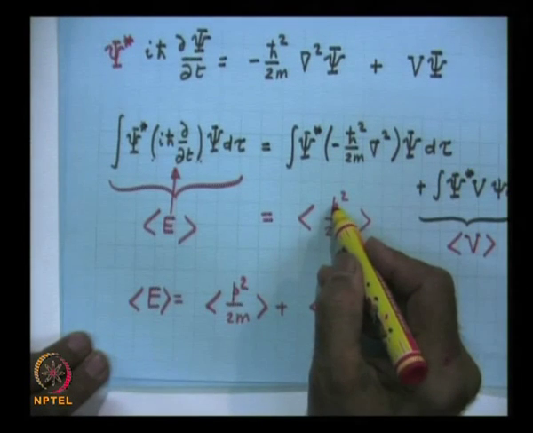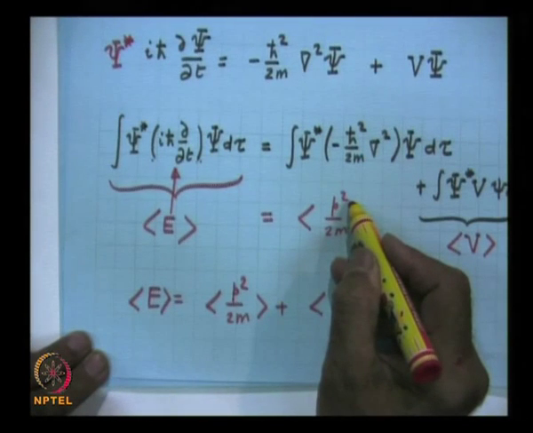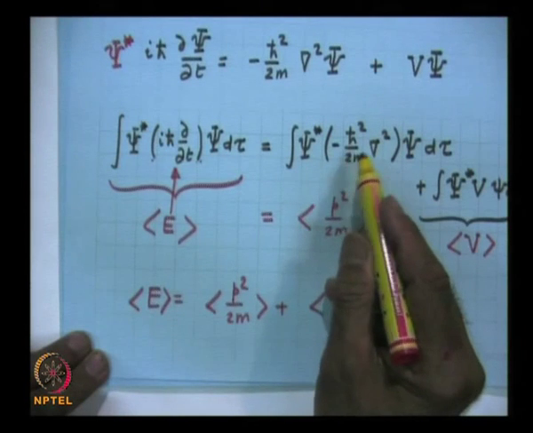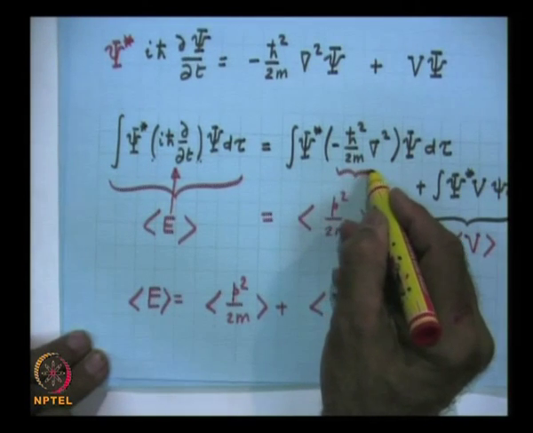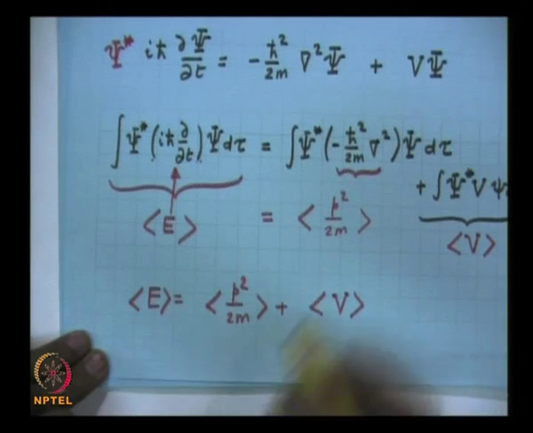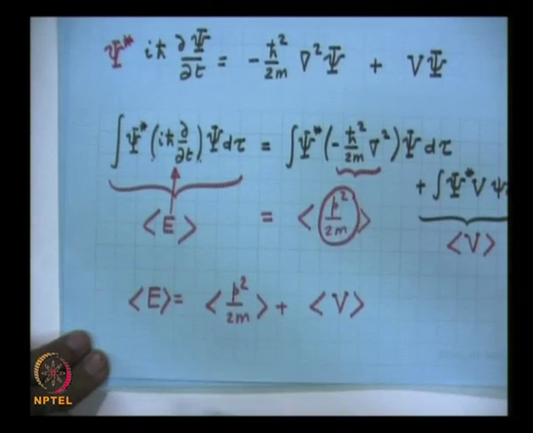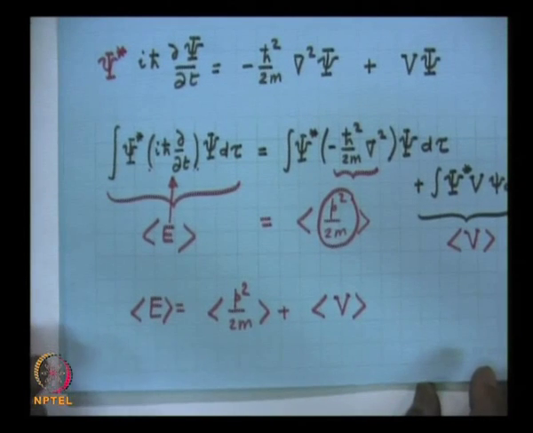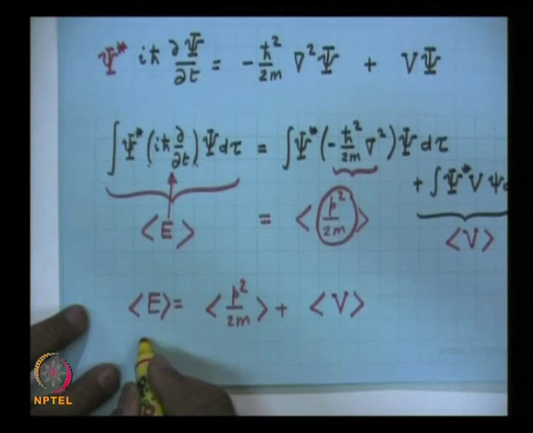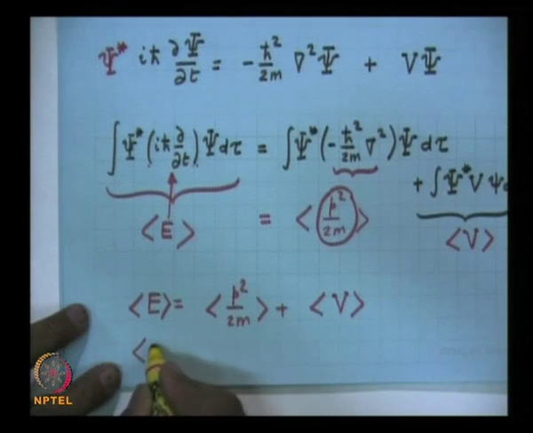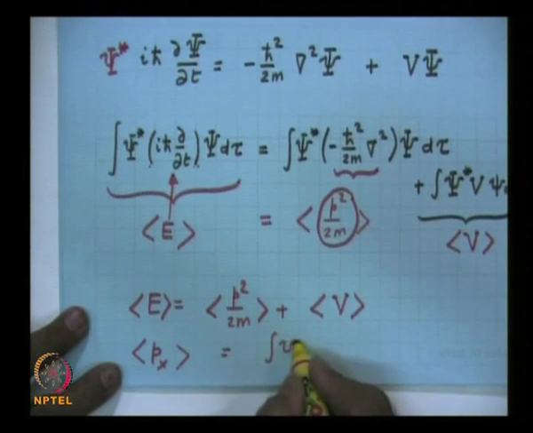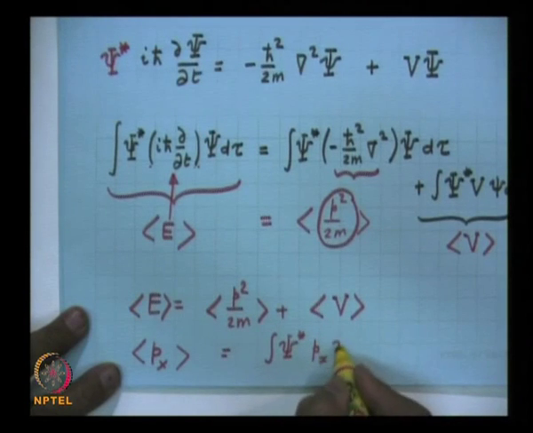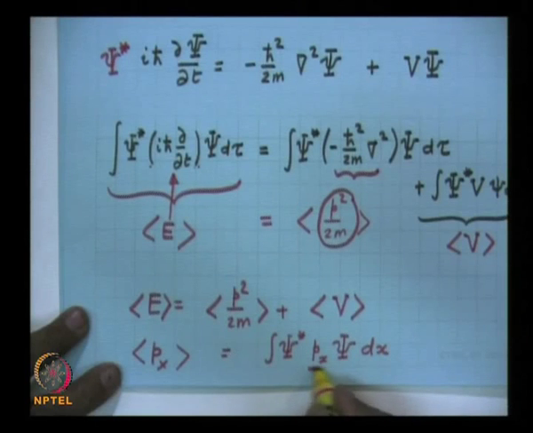Similarly, P square is Px square plus Py square plus Pz square. So, this is minus h cross square by 2 m times delta 2 by delta x square plus delta 2 by delta y square plus delta 2 by delta z square. This quantity within the brackets is the operator corresponding to P square by 2 m. So, we get the recipe that if I want to find the expectation value, for example, of Px, then I write down psi star Px psi d tau, where Px is the operator representation for Px.